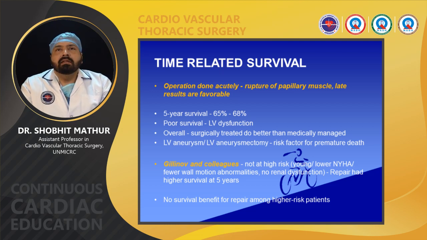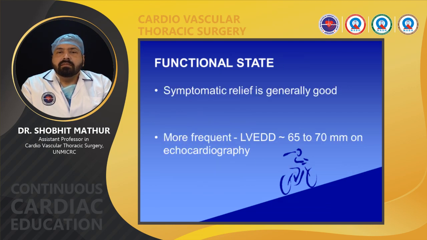Gillinov and colleagues have done a study, and their study says that in patients who are not at high risk, for example, young patients, lower NYHA classification patients, fewer wall motion abnormalities, and no renal dysfunction, repair had higher survival at 5 years. There was no survival benefit for repair among the high risk patients. So in high risk patients, mostly we should go for mitral valve replacement. Symptomatic relief is generally good, and more relief has been observed in cases where the LV end diastolic diameter is 65 to 70 mm on echocardiography.